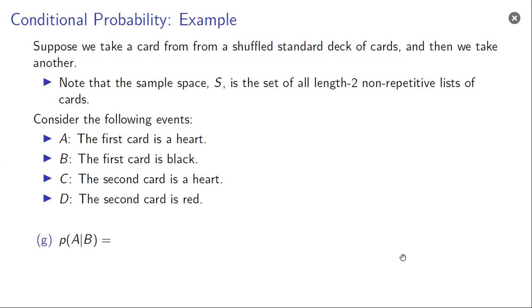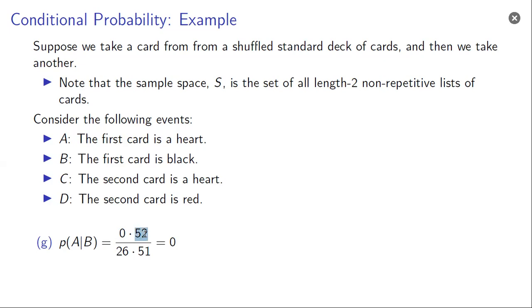Next, what is the probability of A given B? So what's the probability that the first card is a heart, given that we know the first card is black? If we know the first card is black, what's the probability that the first card is a heart? So let's see. How can we get the first card to be a heart and be black? Well, there are 0 ways for that to happen.